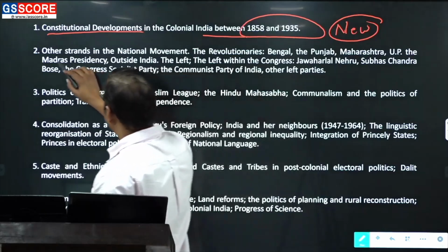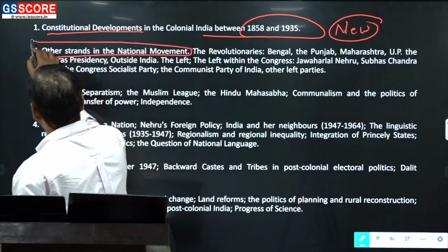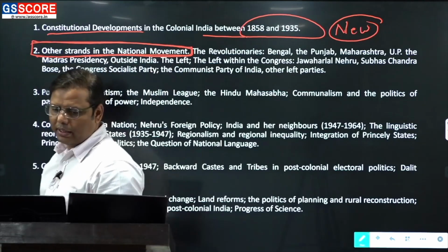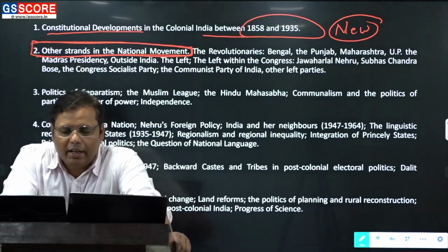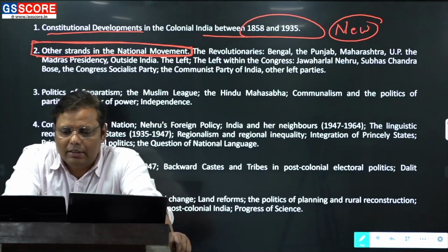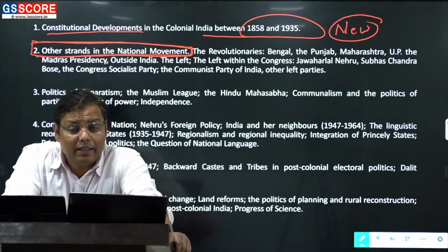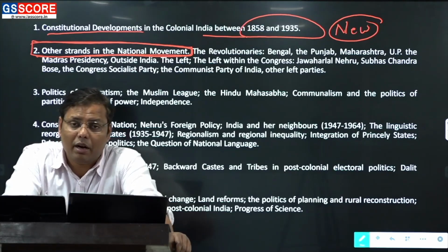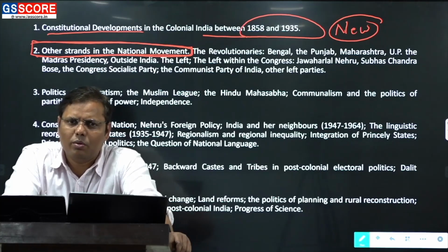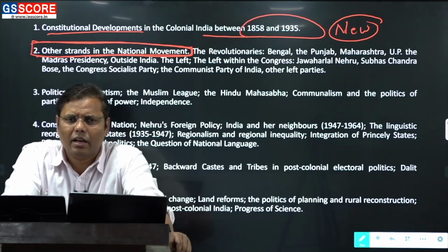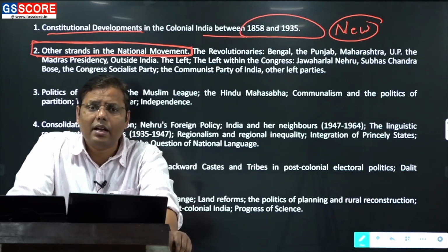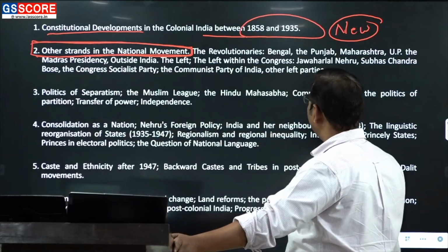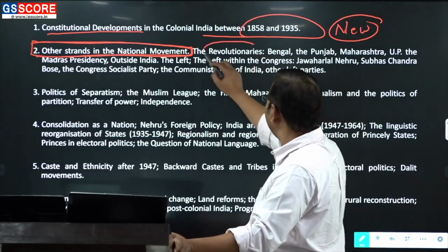Then the next topic is the other strands of the national movement. This is one topic which has been very important for at least the last one decade. What is it? It is all the influence of the subaltern studies, followed by the revisionist studies. They have started emphasizing this part a lot, and I must tell you that at least one question has to come from this particular topic every year. In fact, in the last 4 5 years, this topic has had greater importance. So here you have to read the syllabus pretty carefully, and then you can find the questions.